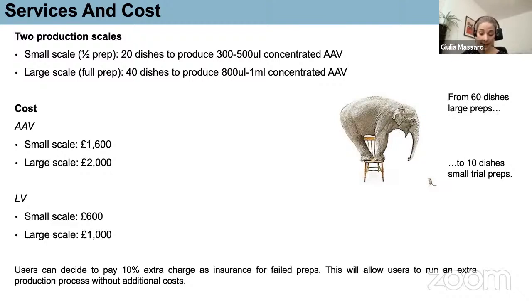The user can decide if they want to pay an extra bit for insurance in case the prep doesn't work and fails, so we can make another prep without additional costs. Although, again, I have to stress that I'm very accommodating. Even if something happens at the very last minute, I'll try to use the equipment and the cells for something else. So far, I've never been in a difficult position of having to ask users for extra money.